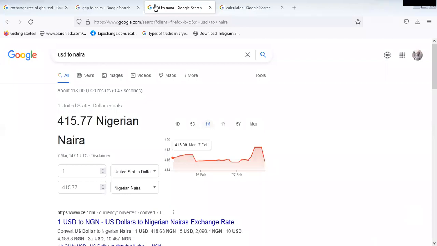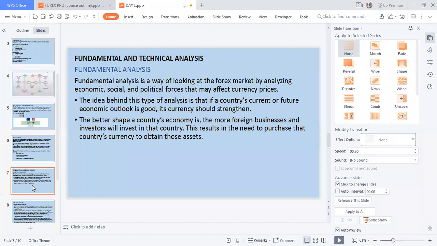The next thing I'd like to talk about here is fundamental analysis. Fundamental analysis is a way of looking at the forex market by analyzing economic, social, and political forces that may affect currency prices. Whatever crisis is happening in any country can really affect the forex market. But I have a secret. If you are wise in trading fundamental analysis and technical analysis, you can make big money. Today, I made profits despite the crisis happening. Are you with me?